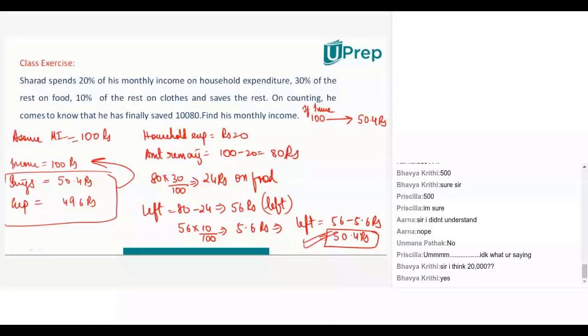The question says he saved how much? 10080 rupees. If he saved this much, proportionately, what would his income be? Simple. 10080 into 100 divided by 50.4. What is the calculation, guys? 20,000 rupees as his monthly income. So now if you take 20,000 and do the calculations of his expenditures, that is 20%, 30%, 10%, you will end up with the savings as 10080 only.